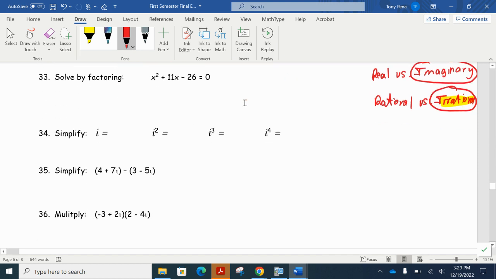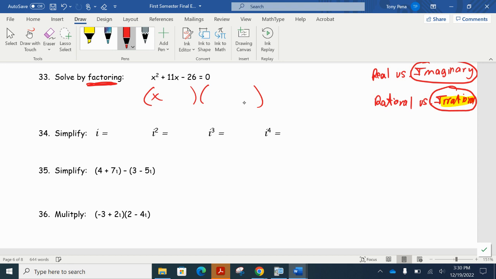All right, 33. Nice one. Solve by factoring. So the numbers that multiply to be a negative 26 and add up to be 11 would be 13 and negative 2. If you multiply these, you get negative 26. If you add these two, you get 11. So one solution that makes that a 0 is the negative 13. The solution that makes this a 0 would be a 2.